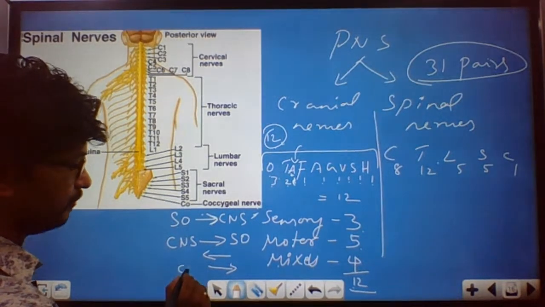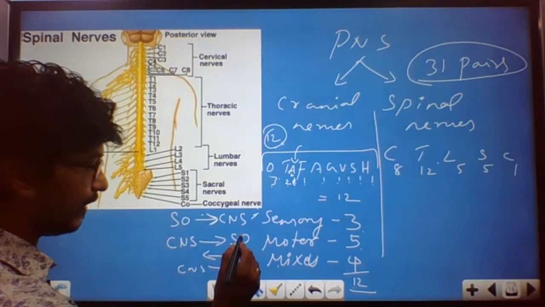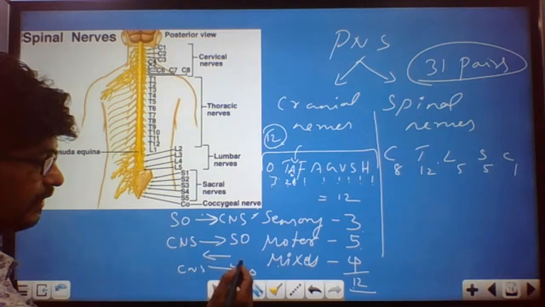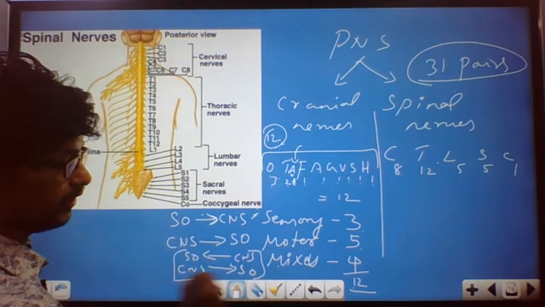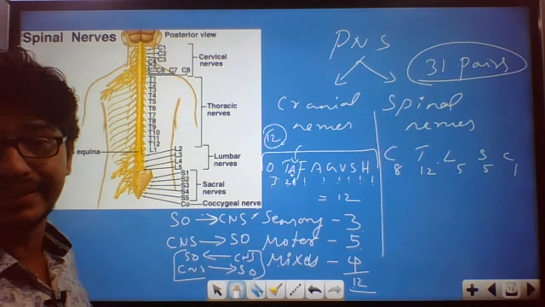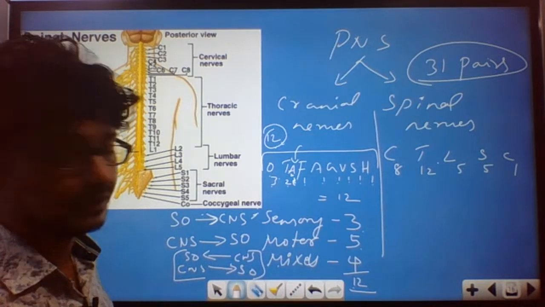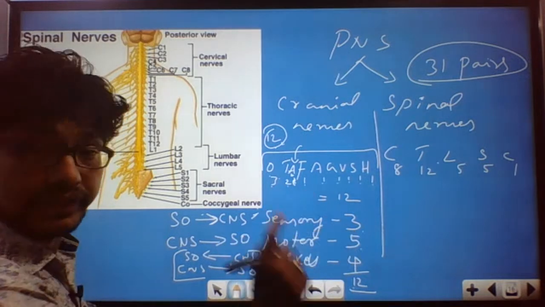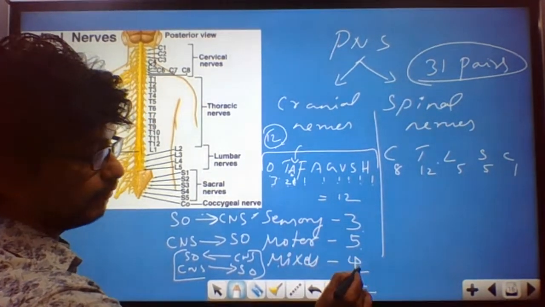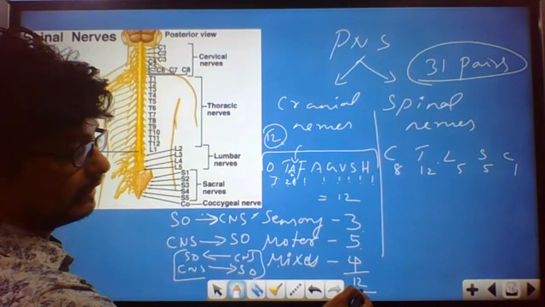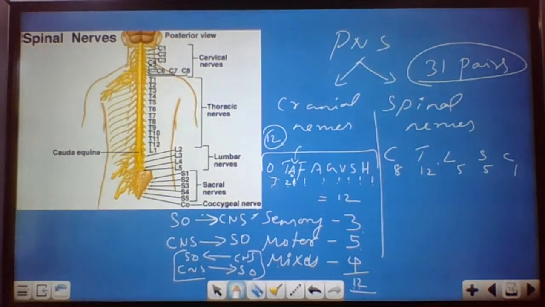Mixed nerves are where you could see both functions, from the central nervous system to sensory organs, and again the vice versa conditions, from sense organs to the central nervous system. So you could see both combinations in case of mixed nerves. You need to remember this part: sensory is 3, motor is 5, and mixed nerve is 4. Together we call it 12 in number. So these are actually the cranial nerves.